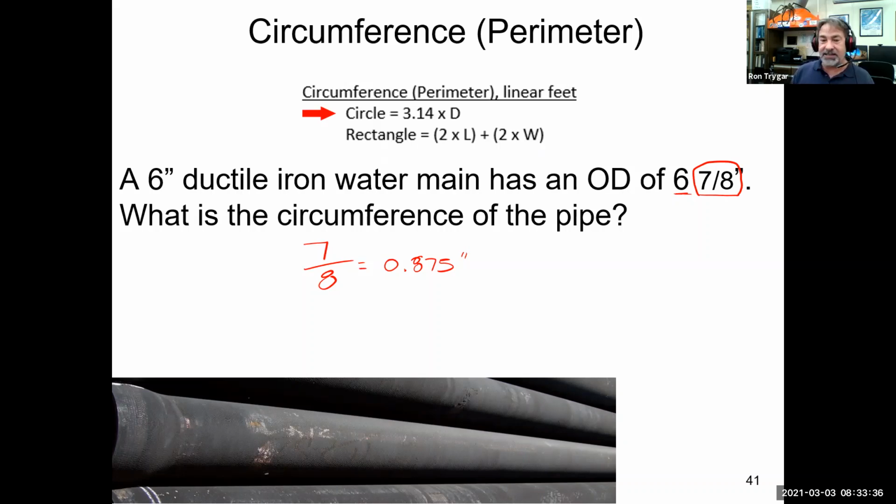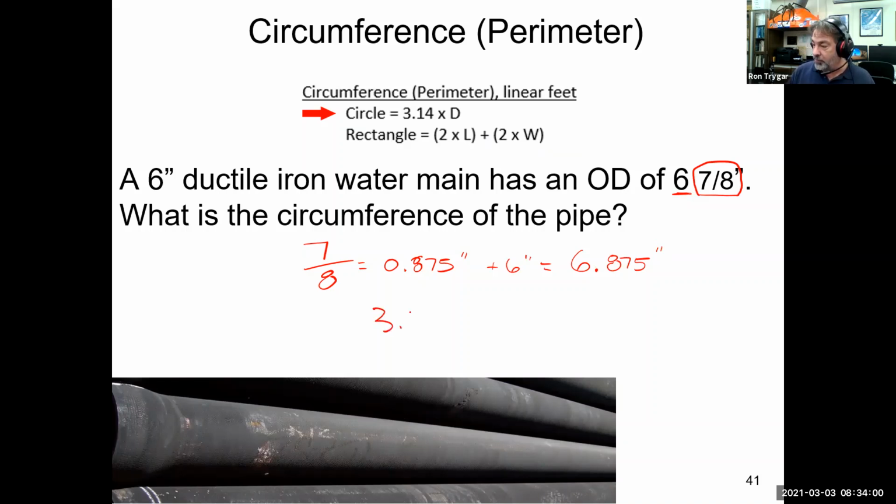So then we remember that we had 6 whole inches. We're just going to add that back in, and now we have a number that looks like this, 6.875. So we have a total of 6.875 inches. And now we do our circumference the same way.